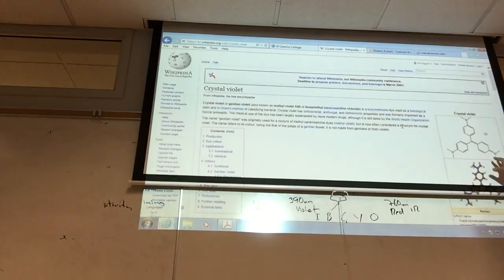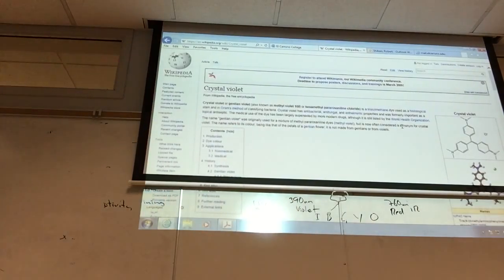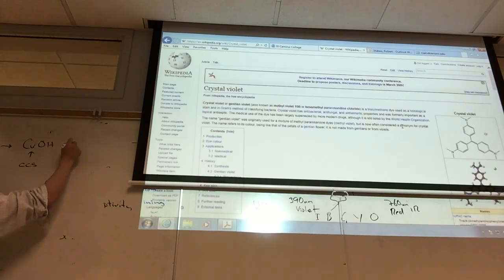Which is this. And so it's a long formula, so we'll just abbreviate it CVCl. And we're going to react it with sodium hydroxide. CVCl is violet in color, sodium hydroxide is colorless, and then we're going to make CVCl, crystal violet chloride. Oh, not chloride, crystal violet hydroxide, sorry. CVOH, this is colorless.